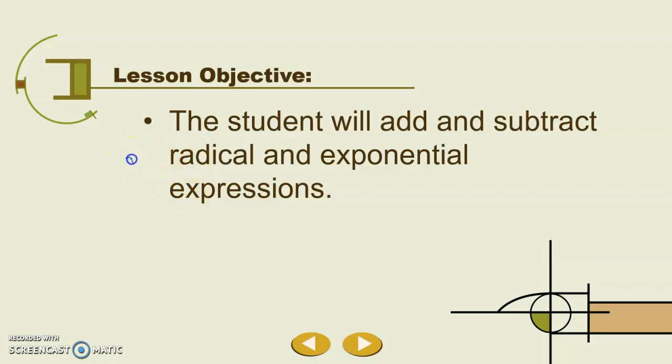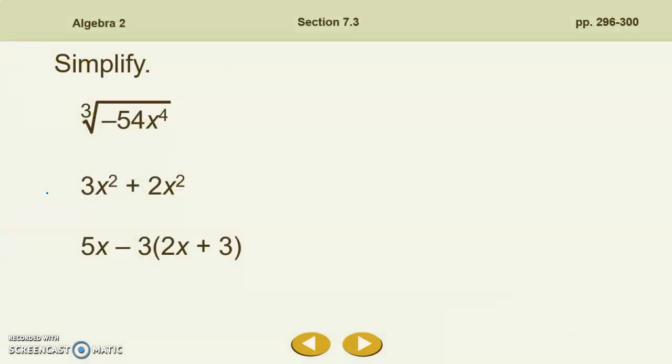Remember, radical means there's something under a root sign, and exponential means you have an exponent, like x to the 1/2, or maybe x to the 4/3, or maybe just as simple as x squared. So we'll be adding and subtracting radical and exponential expressions. Let's start with a quick warm-up and simplify these expressions. Because this is all new to many of you, we're going to go through the warm-up a little bit slower than we normally do.